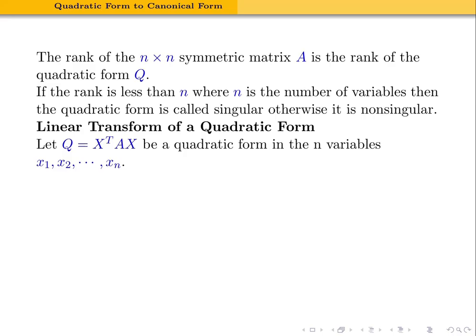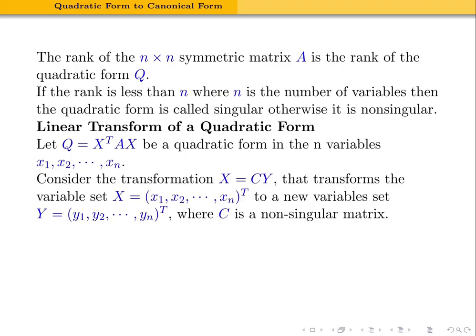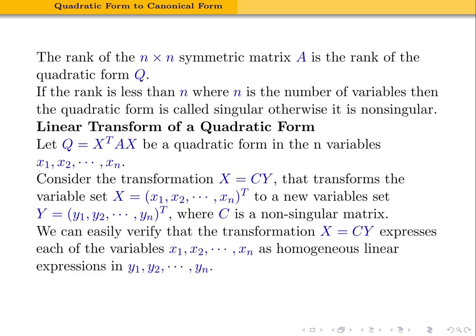Now the linear transformation of a quadratic form. Let Q is equal to x transpose A x be the quadratic form in the n variables x1, x2, x3 up to xn. Consider the transformation x is equal to Cy. The variable set x is equal to (x1, x2 up to xn) whole transpose, and the new variables are y is equal to (y1, y2 up to yn) whole transpose. Here C is a non-singular matrix.